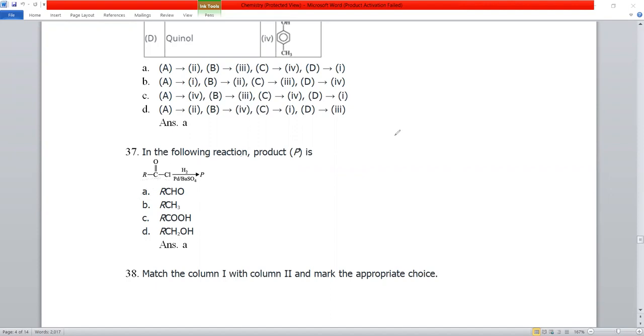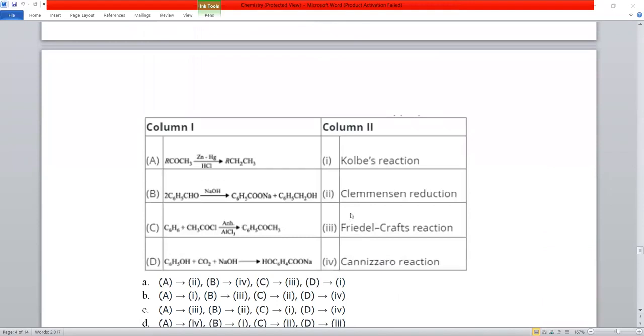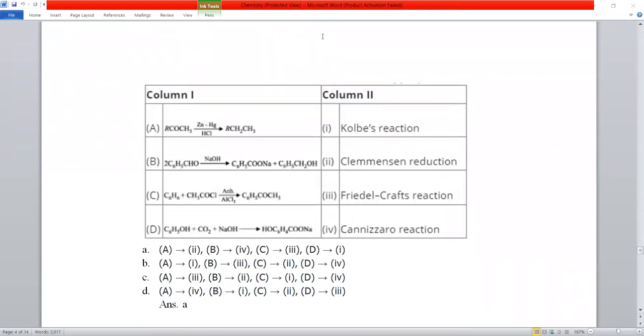Okay. Next question number 38. They have again given column 1 and column 2. The first reaction is a ketone converted into an alkane in the presence of zinc amalgam and HCl. That is one of the famous name reactions, the Clemmensen reduction. Next, benzaldehyde treated with NaOH gives the sodium salt of benzoate as well as benzyl alcohol. It is the Cannizzaro reaction, because alpha hydrogens are absent here. So that's why it is the Cannizzaro reaction.